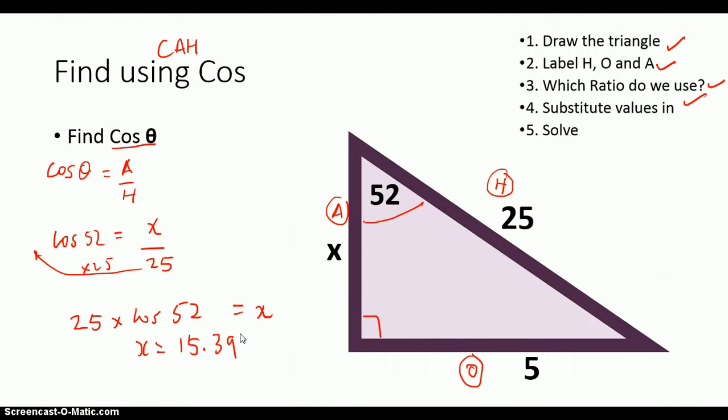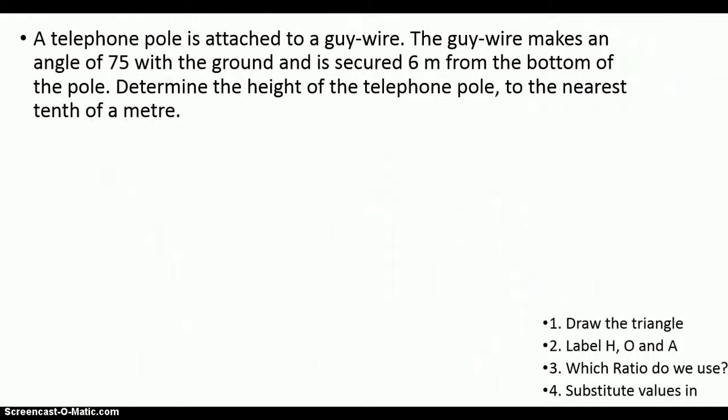Alright, let's look at the next question now. This last question is, a telephone pole is attached to a guide wire. The guide wire makes an angle of 75 degrees with the ground, so degrees should be there, and is secured 6 meters from the bottom of the pole. Determine the height of the telephone pole to the nearest tenth of a meter.